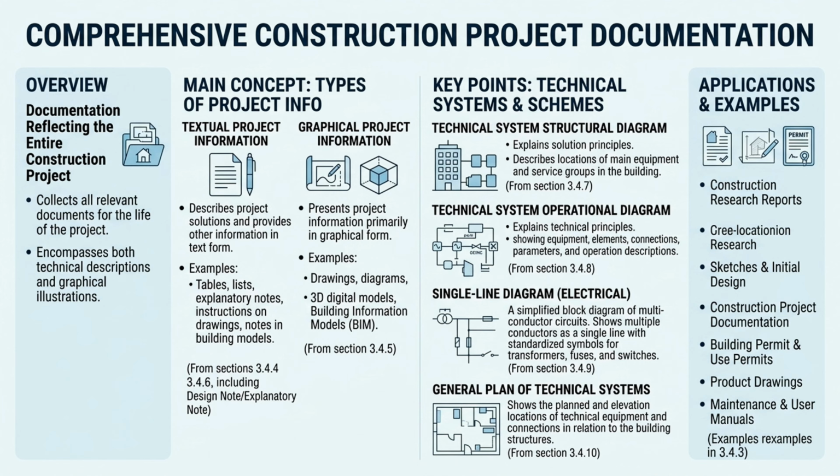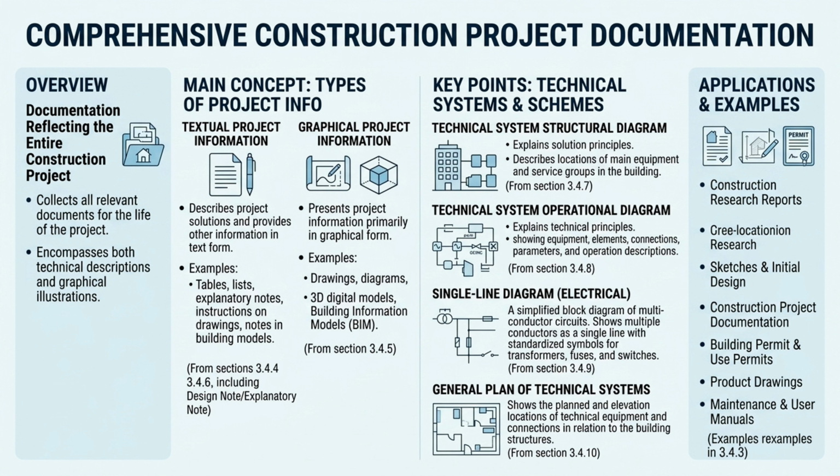Graphical project information, on the other hand, represents details primarily through visual formats. This includes drawings, diagrams, 3D digital models, and the building information model. These graphical elements allow stakeholders to quickly visualize the project layout, systems, and structural components.